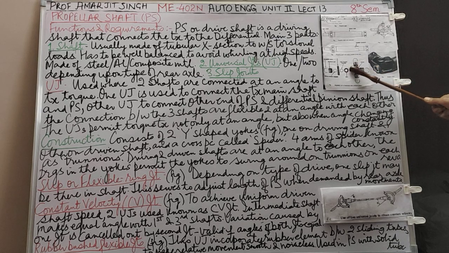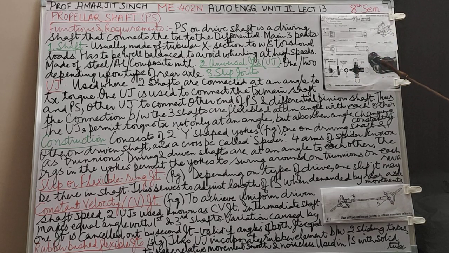This is the spider, the actual spider. The four arms of the spider: 1, 2, 3, 4. This is the actual view. This is a diagrammatic view. This is the actual view of an actual part.